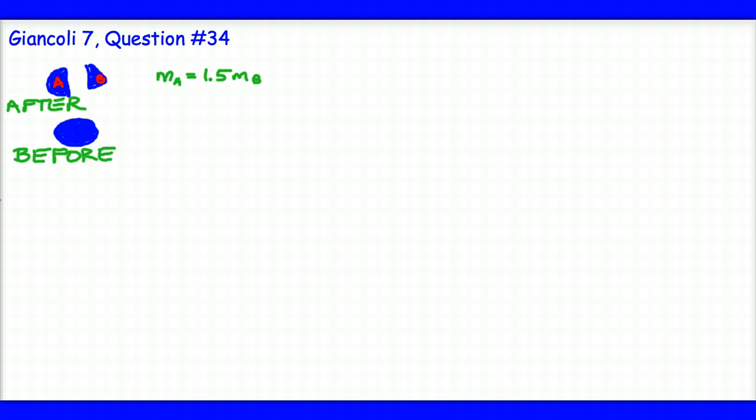It just is. I've made a sketch of this random object. I've just made it a blue circle. It could be a bomb or something that explodes and breaks into two fragments, fragments A and B. We can recognize this from the information that's given to us in the problem. The mass of object A, this one on the left, is 1.5 times the mass of object B.